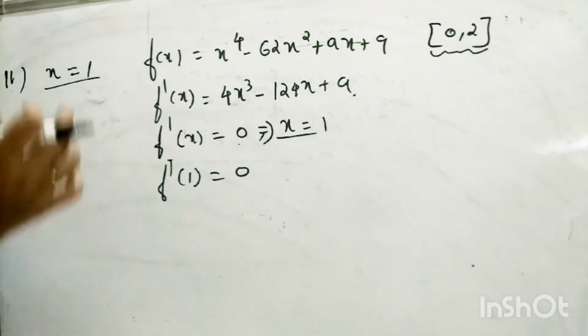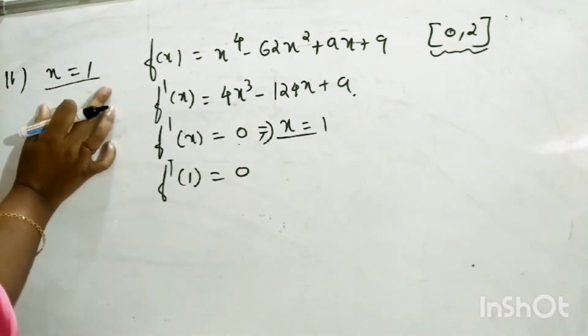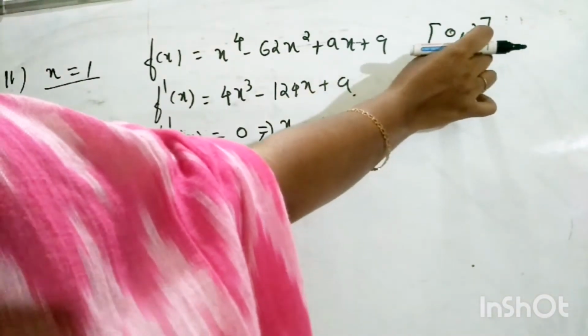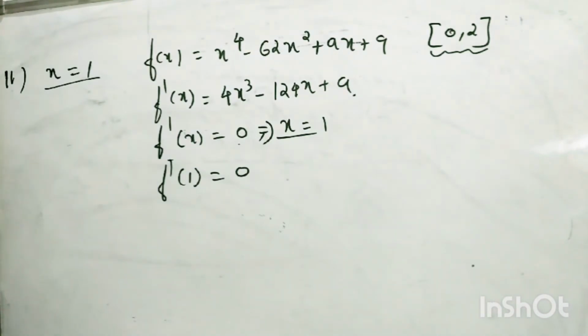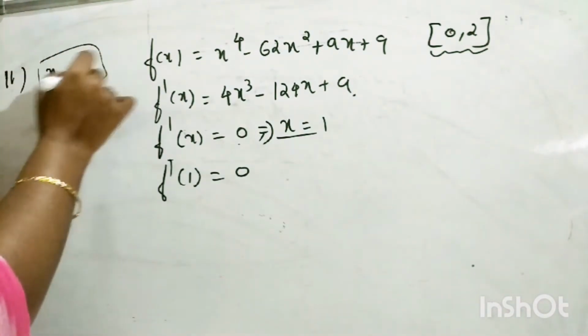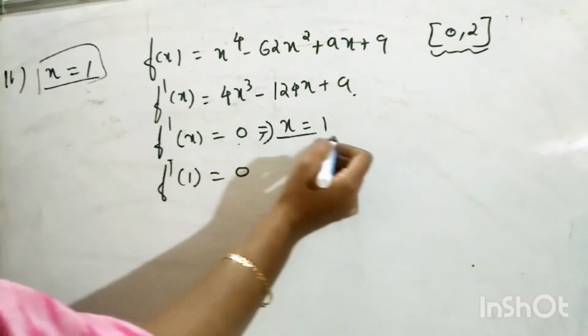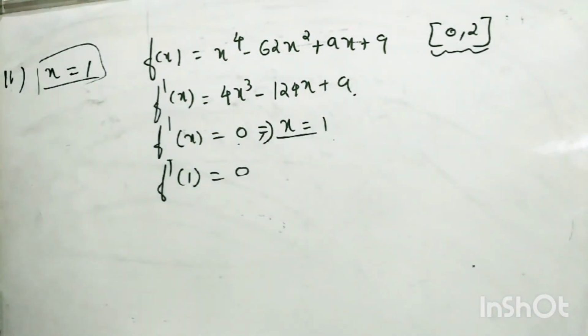Just listen. In this question, it is given that at x is equal to 1 the function has the maximum value. And just look at the given interval. The endpoints are 0 and 2. Then what is the possibility for x is equal to 1? That should be a critical point. Critical point means at x is equal to 1, f dash of x is equal to 0, that is f dash of 1 is equal to 0.